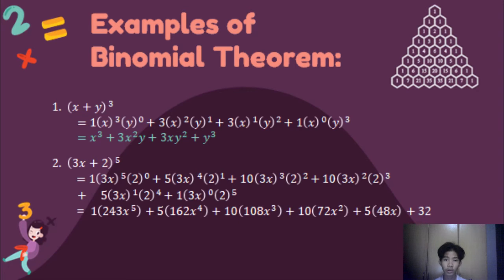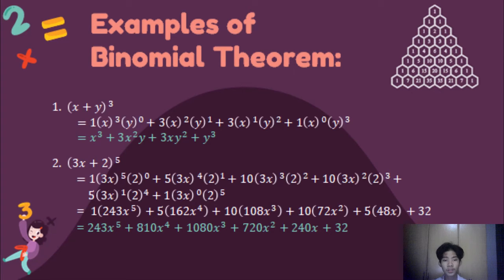2 raised to 5. If we first simplify the first and second term of the binomial, it will be 1 quantity 243x raised to 5 plus 5 quantity 162x raised to 4 plus 10 quantity 108x raised to 3 plus 10 quantity 72x squared plus 5 quantity 48x plus 32. And if we multiply those in the terms, the answer will be 243x raised to 5 plus 810x raised to 4 plus 1080x raised to 3 plus 720x squared plus 240x plus 32.